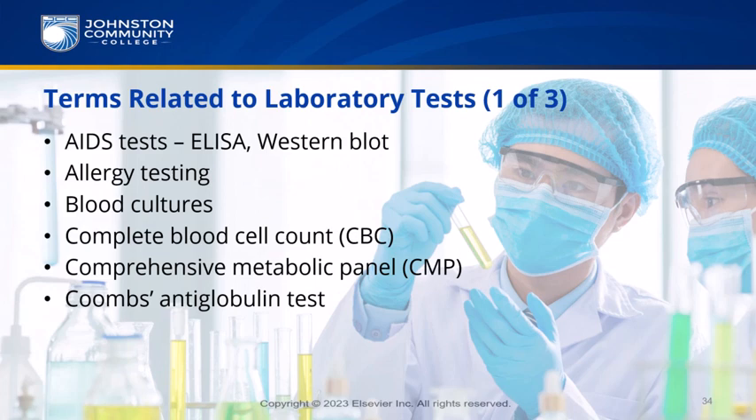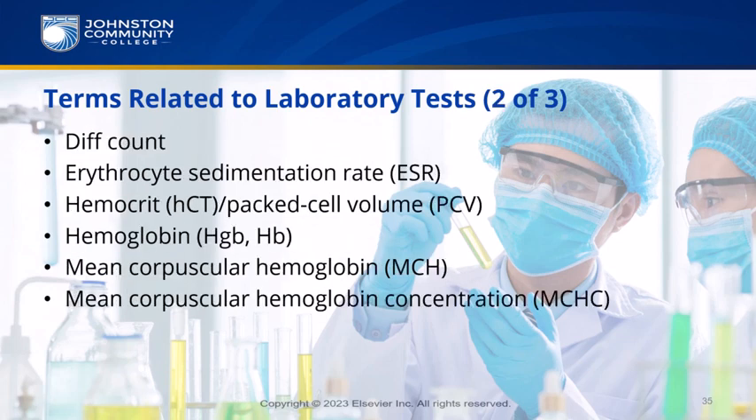A comprehensive metabolic panel, CMP, is a set of 14 tests that add protein and liver function tests to the BMP. Glucose is also measured by a different method than the basic panel. A Coombs antiglobulin test is a blood test to diagnose hemolytic disease in newborns, HDN. A DIF count is a measure of the number of different types of white blood cells.